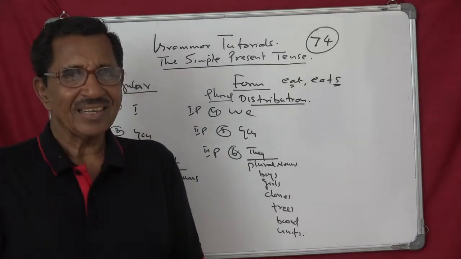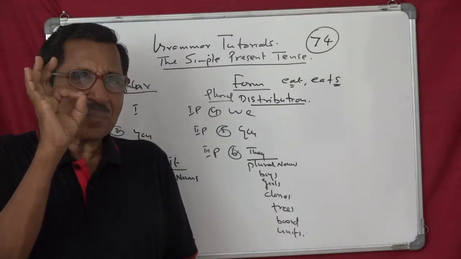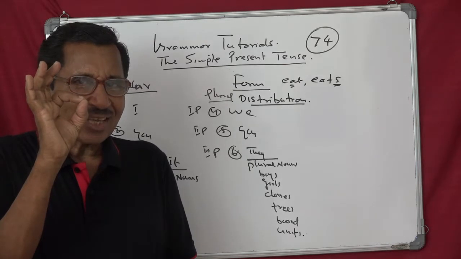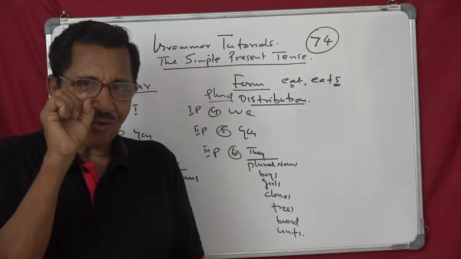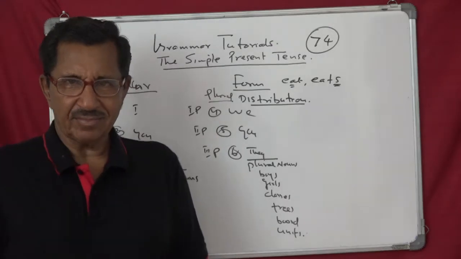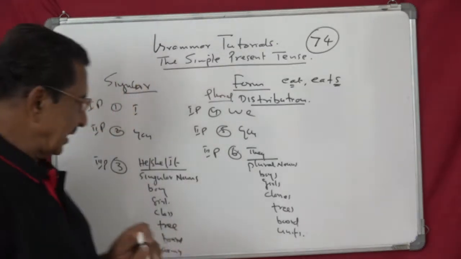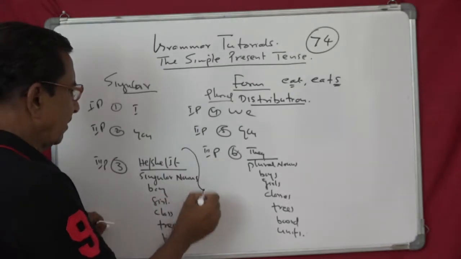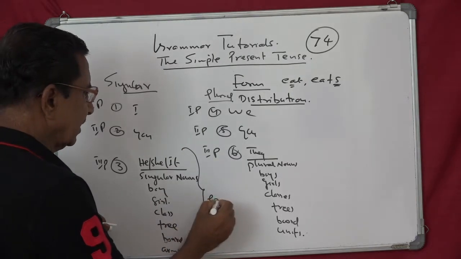Now how are you going to distribute? Very simple. Only in one place can you use the form with S. Only in one place. So it becomes easy for you. And that is here. Eats.